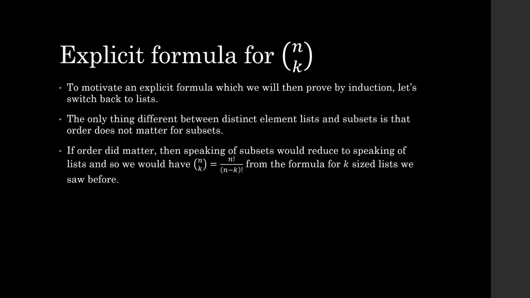So if order did matter for a subset, then speaking of subsets would reduce to speaking of lists. And so we just have that n choose k equals n factorial over (n minus k) factorial. That's the formula we saw at the beginning. That's the formula for k-size lists, well, k-size sublists of an n-size list. And this would be if order did matter for a subset.